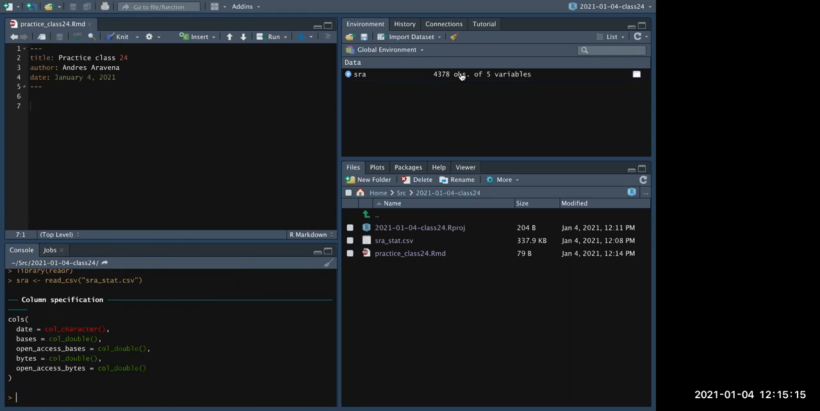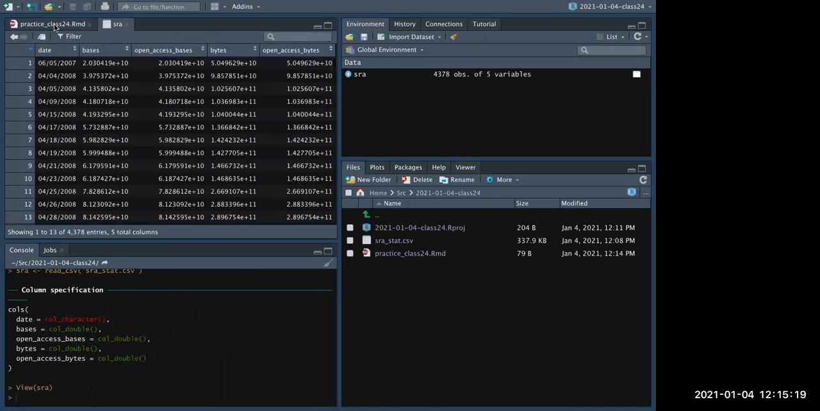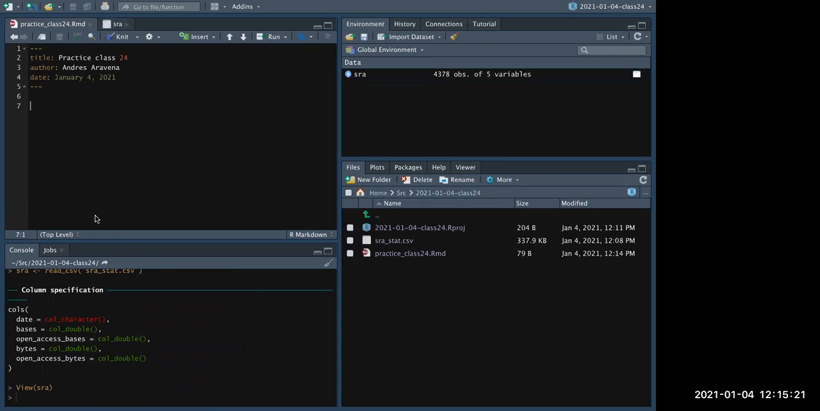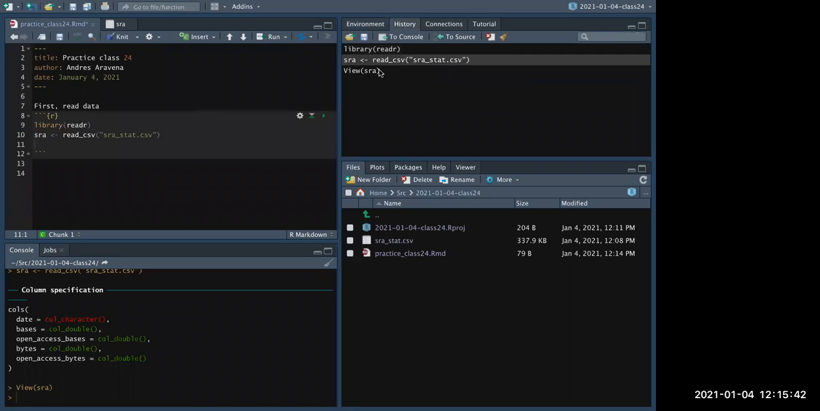Let's take a look at the data and it looks fine. But let's write here the comment: what we did first, read data. Insert R block, and from the history, I'm going to copy the thing that I did. This one, this one.